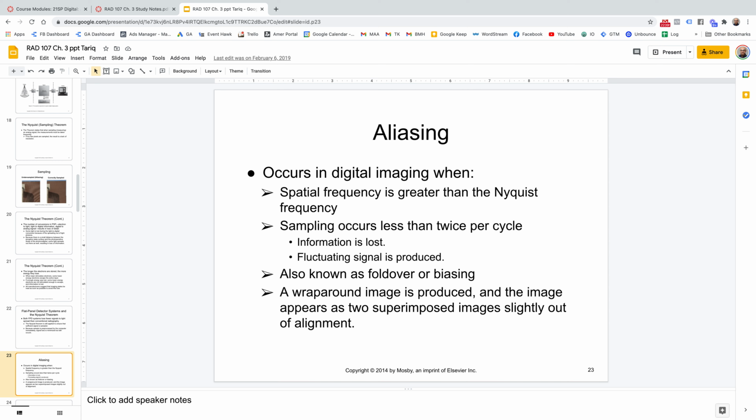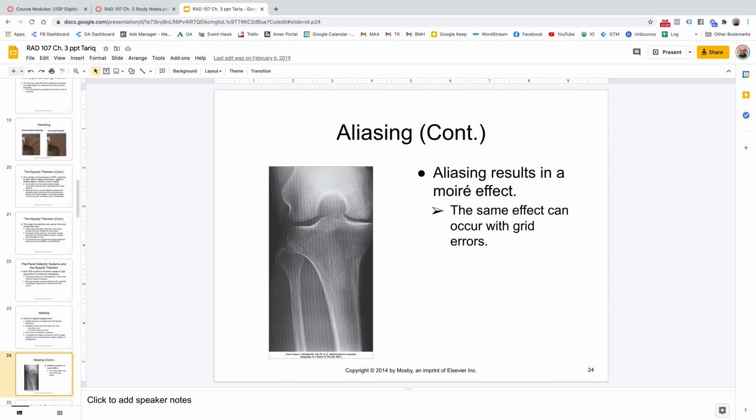So aliasing, we said, occurs in a digital image when there's not enough sampling, and also when the spatial frequency is greater than the Nyquist frequency. Memorize that just in case, but mainly you want to know when there's not enough samples. So here's aliasing. It results in a Moire effect. It kind of looks like the grid error effect where there are lines.